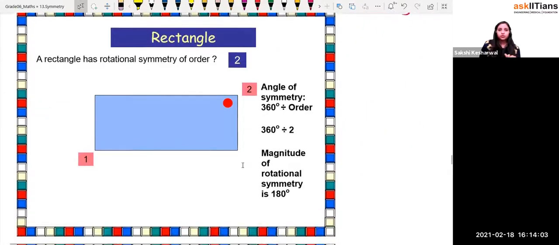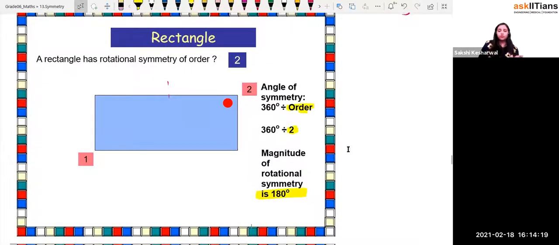Now let's come to the rectangle. I have shown you this initially also, right? So if you rotate the rectangle, it's going to be what, beta? The order is going to be 2, right? The order is going to be 2, and the rotation symmetry will be what? 360 divided by what? 2, right?